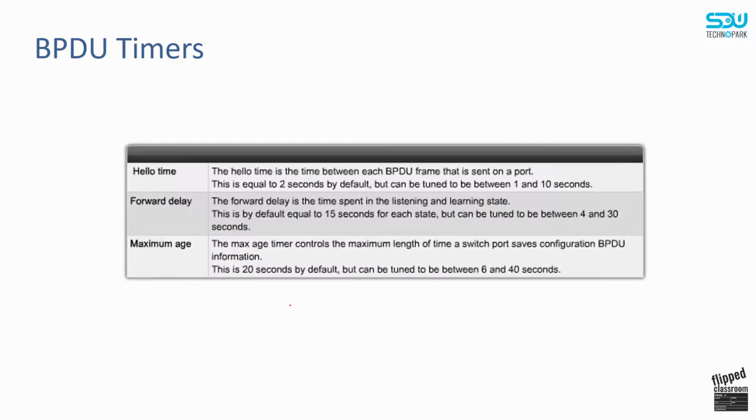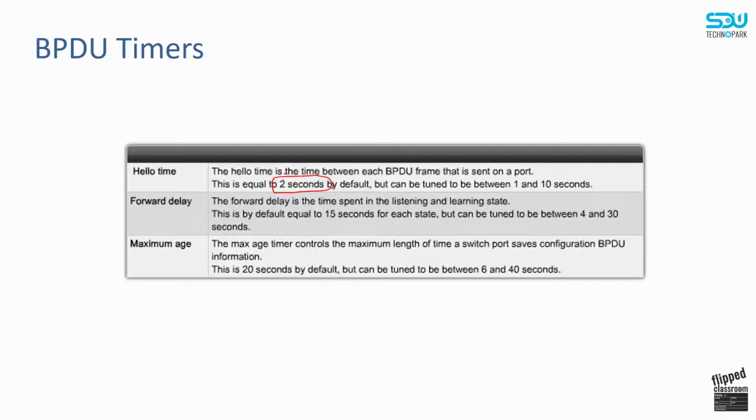Well, let's take a look now at the BPDU timers: we have hello time, forward delay, and maximum age. Hello time is 2 seconds by default, but it can be configured from 1 to 10 seconds. It means that the STP protocol sends messages every 2 seconds by default. In that period of 2 seconds, the switches send each other hello packets.